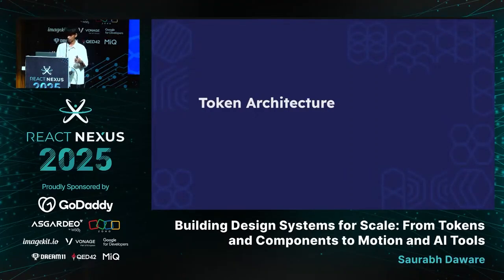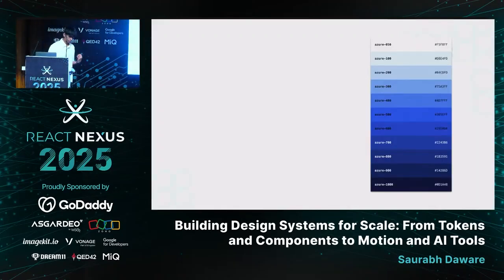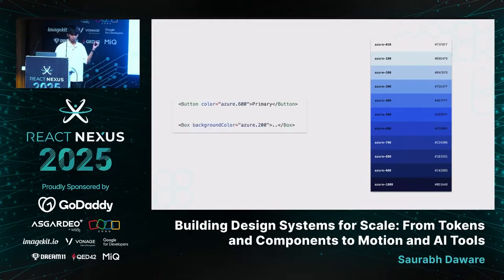Let's talk about the token architecture. If you are building a design system, how do you architect your tokens? How do you define tokens? What all is needed? We can have something like this. This is the actual color palette of Razorpay, where you have this azure color defined with different values, and then you can do this where you have button color azure 600 and then box background color azure 600.